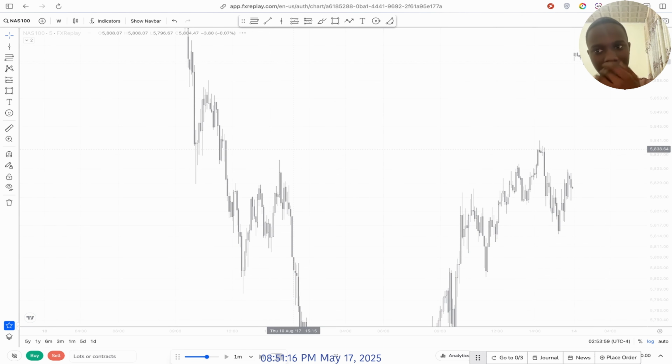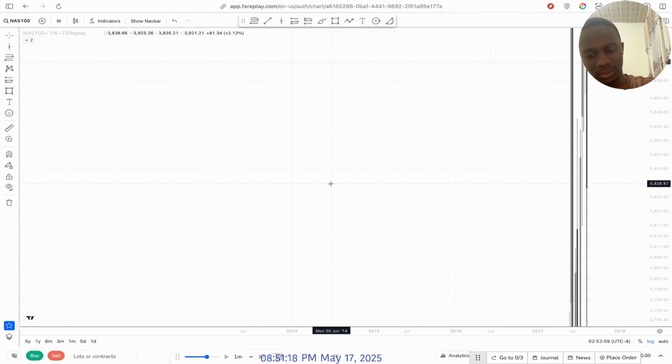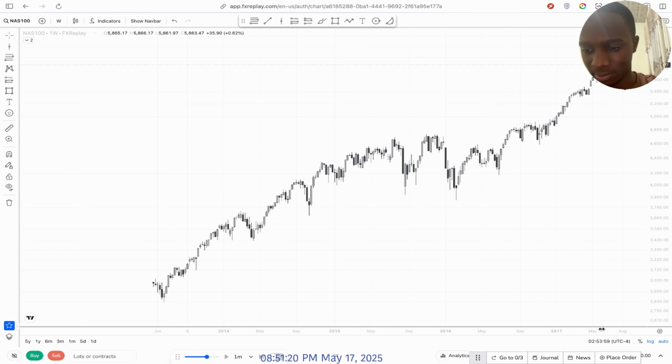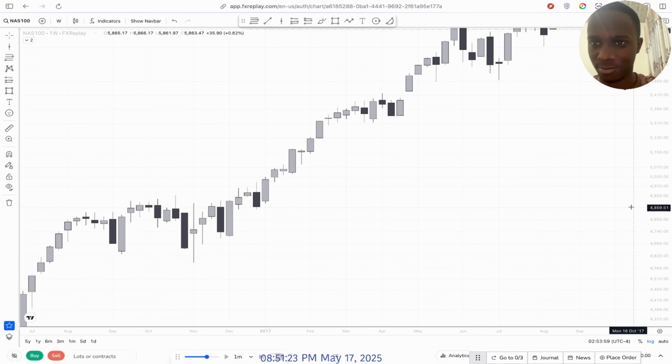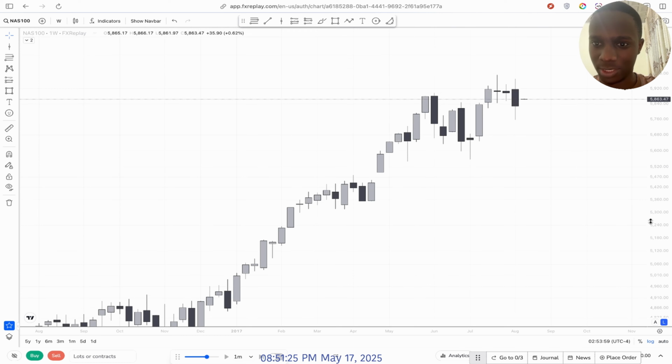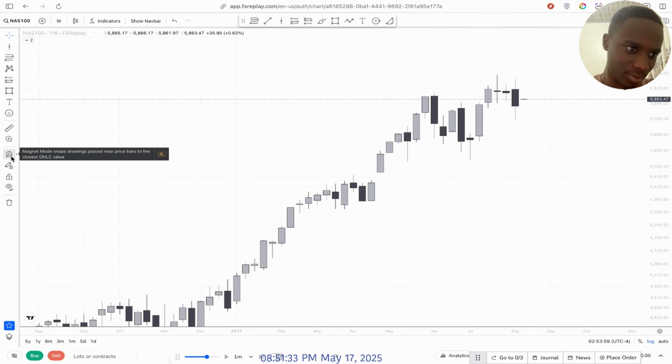Go back to the weekly. Weekly is showing some good signs of almost about to push higher. Reaction off of a daily fair value gap, this one. We've got previous weekly low, previous weekly high here. So you can mark them.